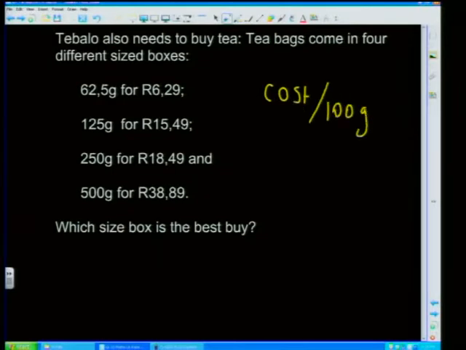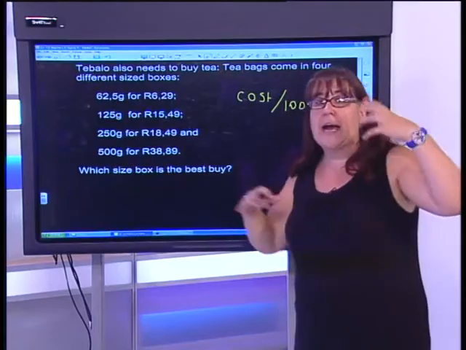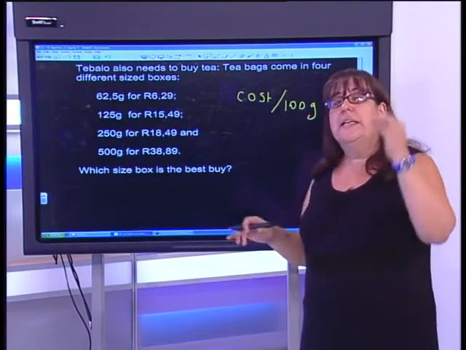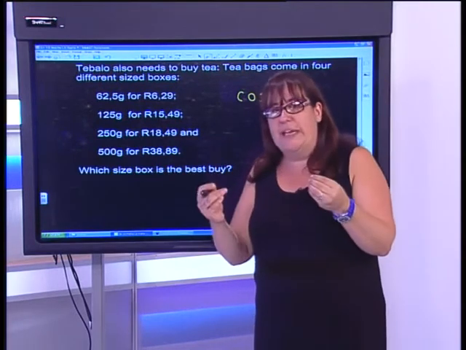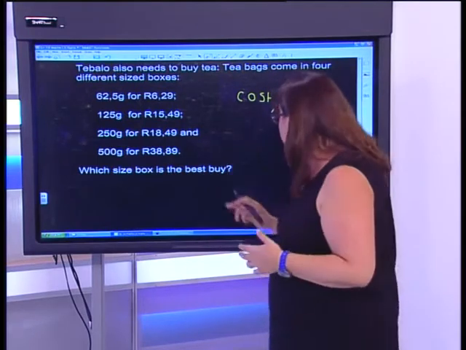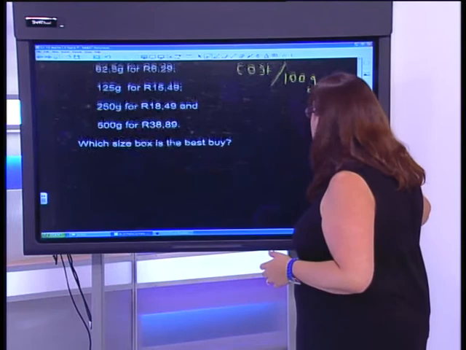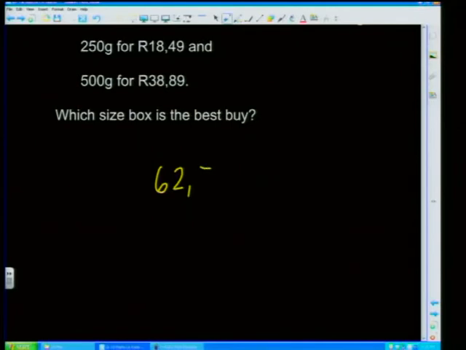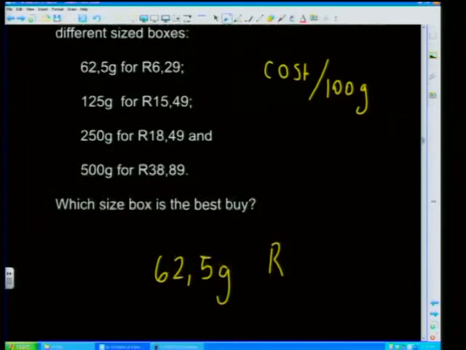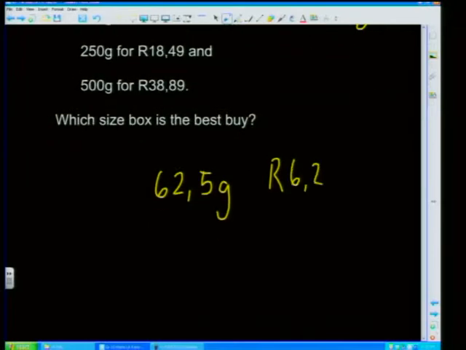So we could do a calculation for each one of these and work out how much it would cost per 100 grams. I'm going to show you one, and then I'm going to show you how, by reading our numbers carefully, we didn't have to do all that work. But let's just go through one. Let's take my 62.5 grams, and the cost for that was R6.29. And I want to know how much is it going to cost me if I've got 100 grams. And there's my question mark.